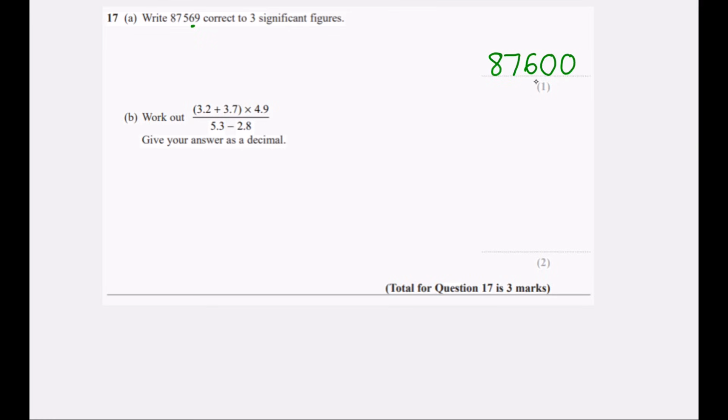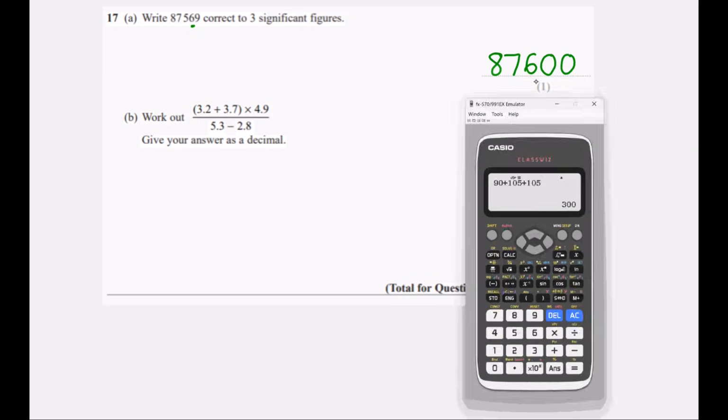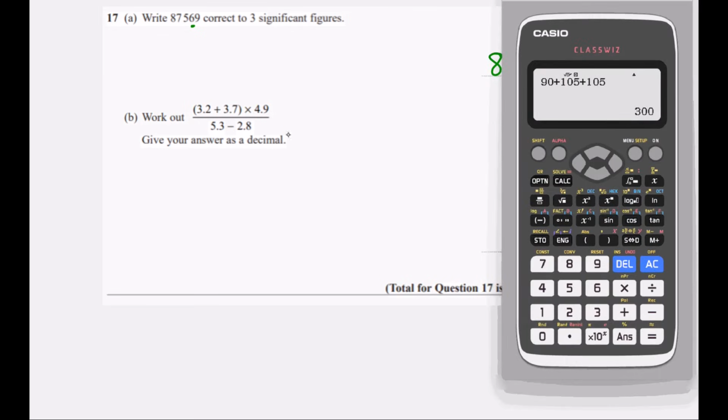Work out this calculation. We'll just type it into the calculator exactly how it looks. So 3.2 plus 3.7 in the brackets, and then times 4.9 over 5.3 minus 2.8. So exactly how it looks. It says give your answer as a decimal. So the S to D button, we get 13.524.